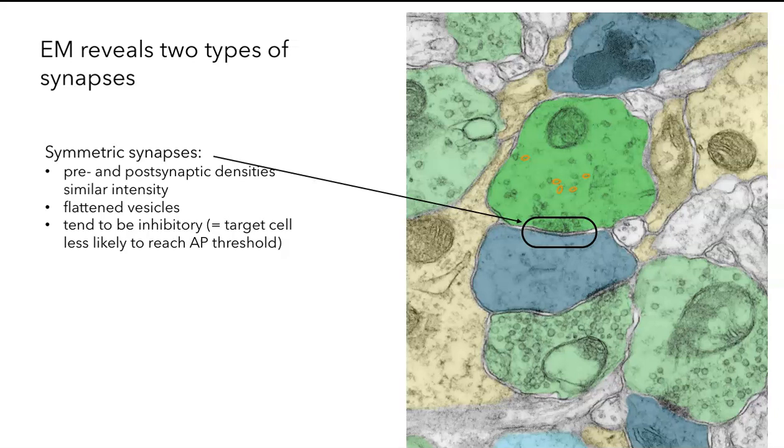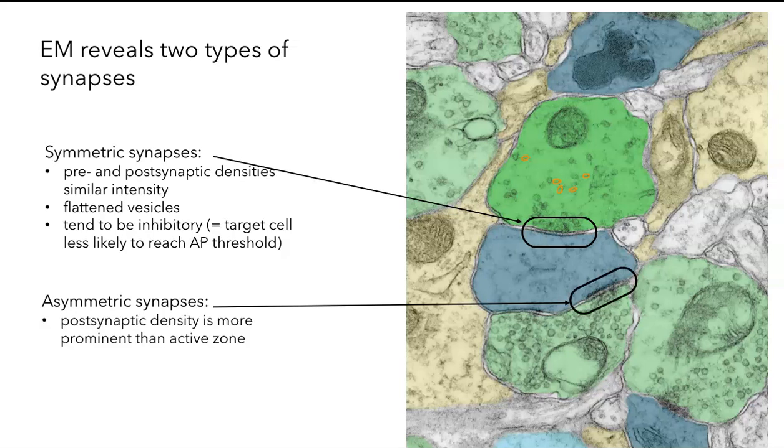And what I mean by that is that if that synapse is active, then the target cell is less likely to reach its threshold. The other type of synapse are called asymmetric synapses. And here the postsynaptic density is more prominent than the active zone in the presynaptic. You can see that I've colored it in a little bit, and I hope you can see that the blue side is fuzzier than the green side.